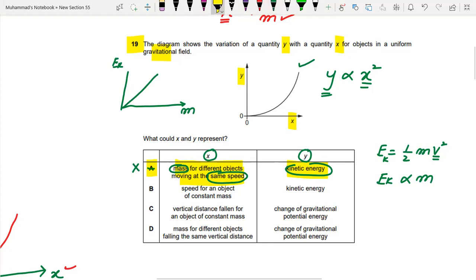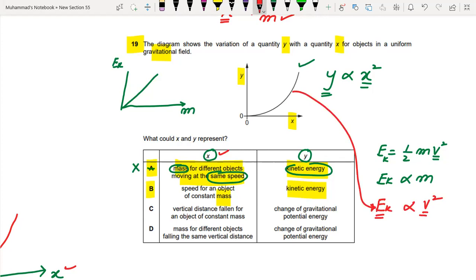Let's look at option B, the speed of an object of constant mass versus kinetic energy. So on the x-axis is the speed versus kinetic energy. You know that kinetic energy is proportional to v squared. So if on the x-axis you have speed and on the y-axis you have kinetic energy, then this option will be correct, because kinetic energy is proportional to the square of speed.